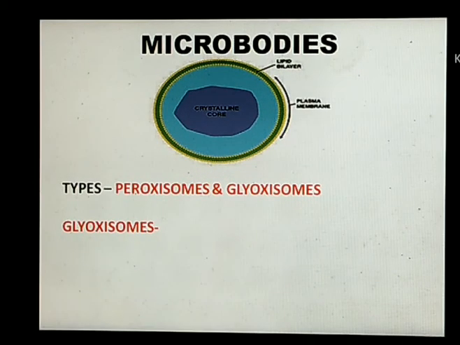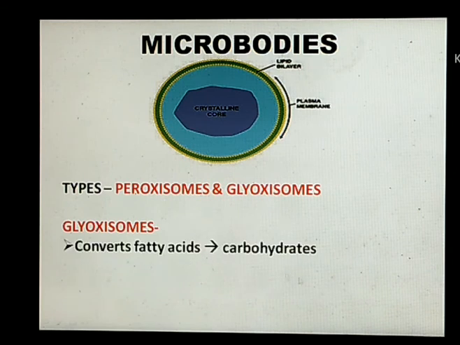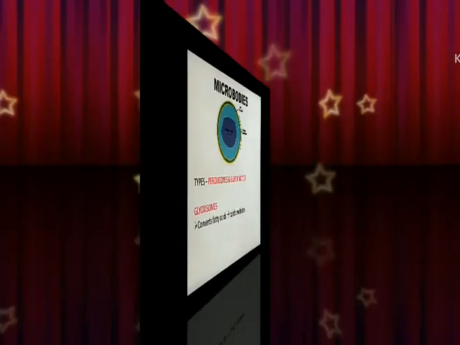Glyoxysomes are microbodies which contain enzymes that can convert fatty acids into carbohydrates. They are quite common in the cells of germinating oilseeds such as castor, watermelon, peanuts, etc. and some fungi. The enzymes present in the matrix of glyoxysomes help in the conversion of fatty acids, or beta oxidation of fatty acids, to produce acetyl coenzyme A that gets converted into carbohydrates.